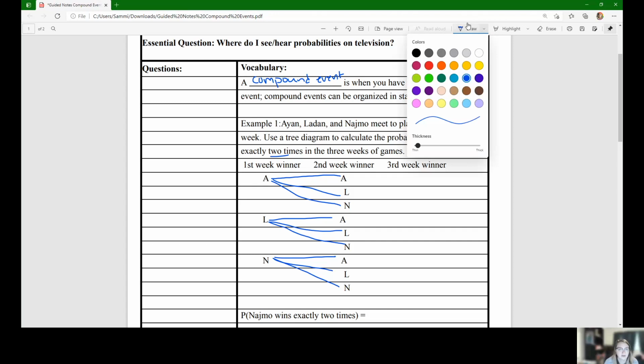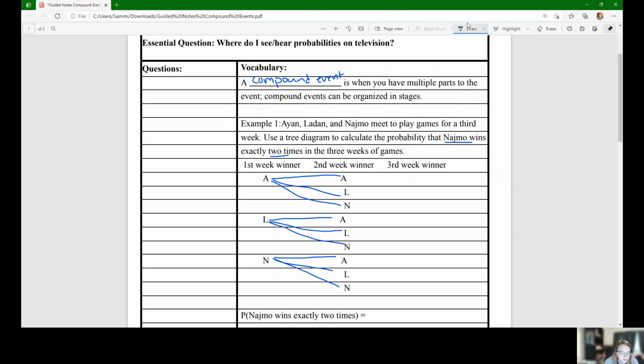Now going into the third week, let's switch colors here. Ion could win twice, and she could win a third time. Or it could be Ladon, or it could be Najmo. It could be Ion, Ladon, it could be Ion again, Ladon, or Najmo. So what we're doing is we're just listing all of the possibilities for each week, each category. And so we can keep going and making this.